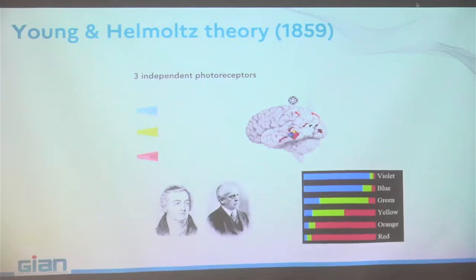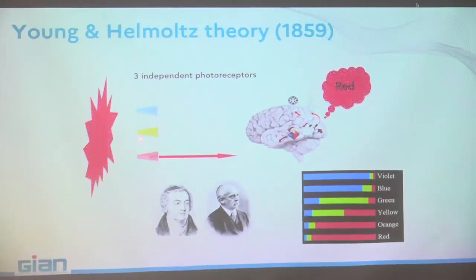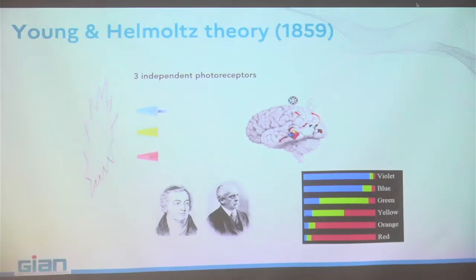And they said, okay, when I have something red here, the red photoreceptor responds and the brain sees red. If I have white, all respond and the brain sees white. It seems absolutely logical. Do we agree? Yeah, but I will show you a small experiment. And I will show you a figure.